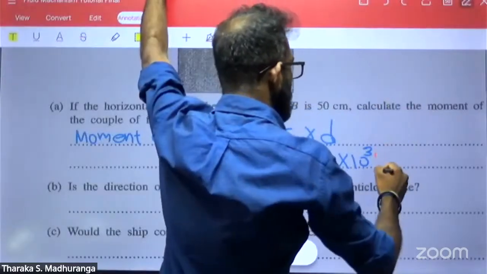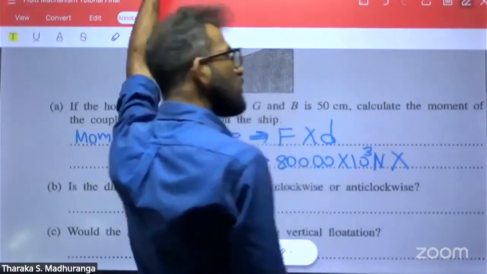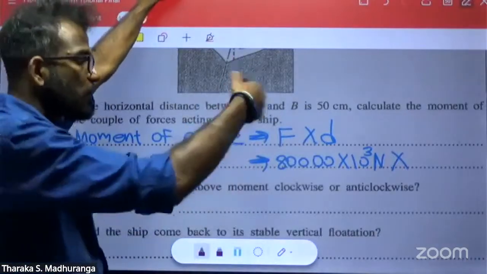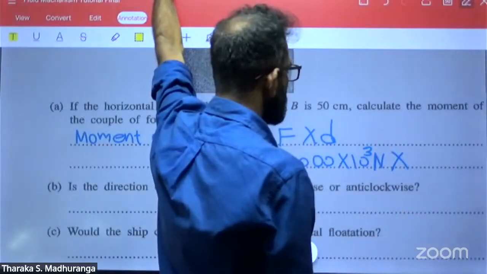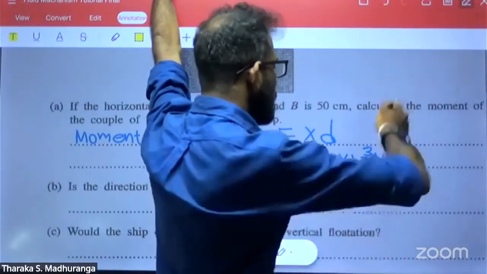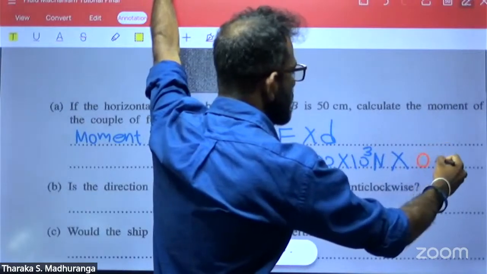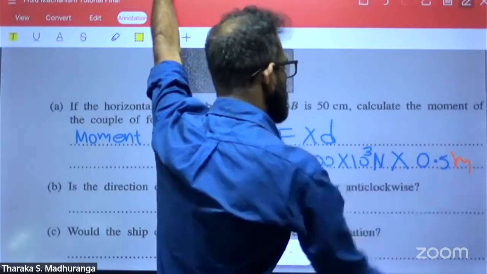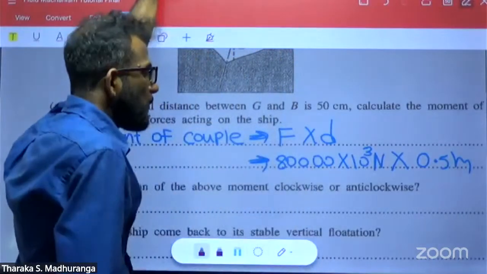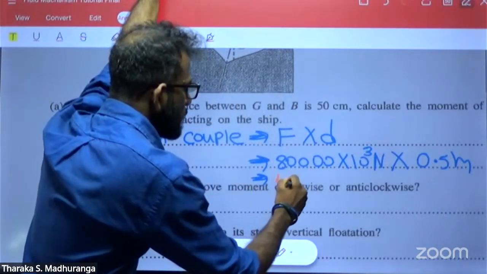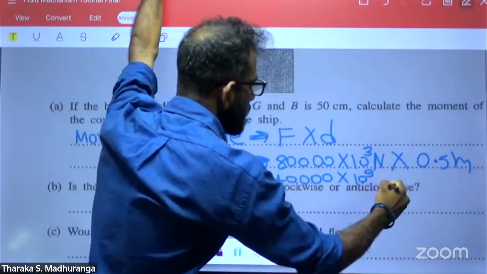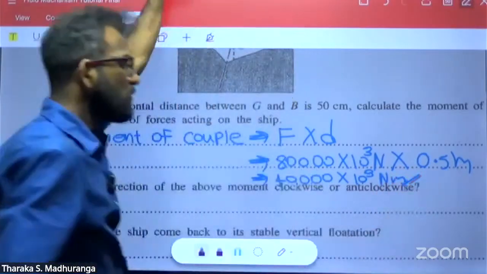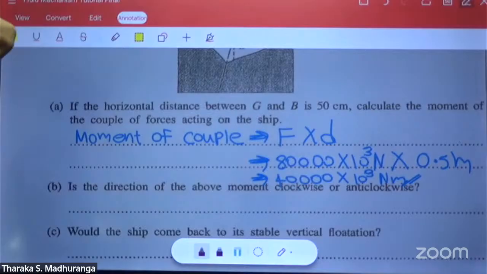Okay, please practice these questions again. If I do them here, you have to practice again, thinking about these questions alone for better understanding. Okay, the distance is 50 centimeter, which means 0.5 meter. Then the value is 40,000 into 10 to the power 3 Newton meter, because multiplied by 0.5 it is half.